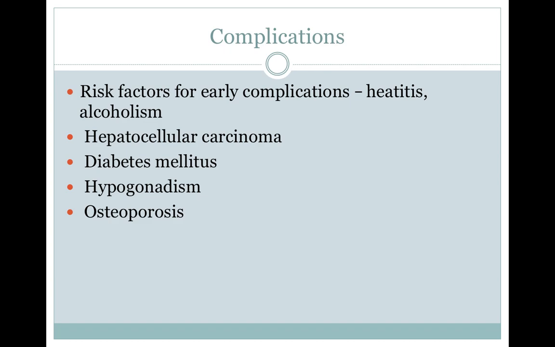What are the complications? There are two important risk factors for early complications: the presence of hepatitis and chronic alcoholism. The complications that can set in a patient with hereditary hemochromatosis are hepatocellular carcinoma, which is nearly more than 70% common in patients with hereditary hemochromatosis, diabetes mellitus because of the injury to the pancreas, and hypogonadism and osteoporosis.